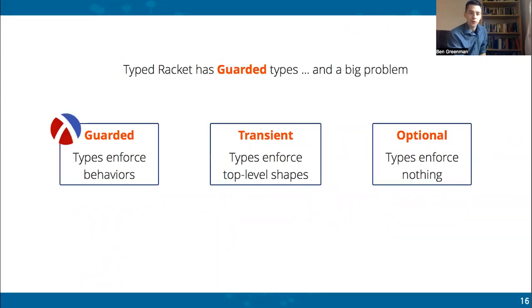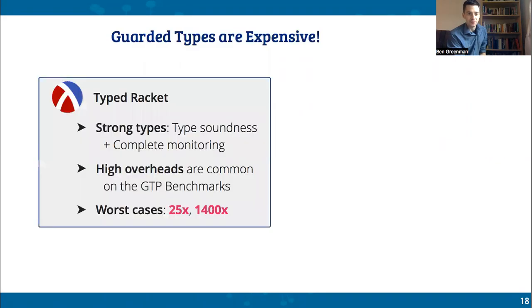Myself and my team, we've all been working in the context of guarded, specifically in a language called Typed Racket. It's got these types and it's got a problem. The trouble is that guarded types can become really expensive in a large program. So as I said before, guarded has strong types, and in particular, it satisfies these two formal properties, type soundness and complete monitoring. And sad to say, in the gradual typing benchmark suite that we've been using, GTP benchmarks, high overheads for mixing typed and untyped code are very, very common. And these are big numbers for the overhead. We're looking at 25x compared to the untyped version of the program, or in some cases, 1,000 times slower than the untyped version. So these are unacceptable.